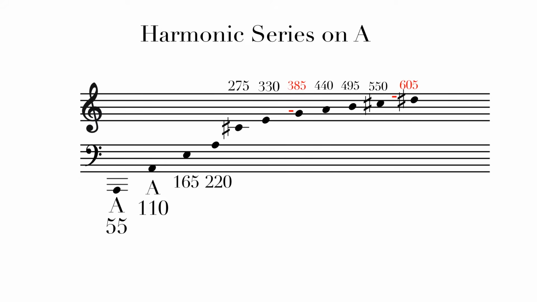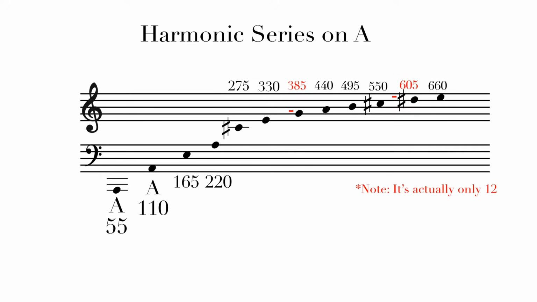So the second partial will be 55 from the fundamental frequency plus 55 to give us 110 Hz, which gives us the A an octave above, because the octave is a 2-to-1 ratio. From there we can keep adding 55 Hz to the previous partial to get the rest of the notes in the series. In theory, this series goes on into infinity. I'm going to stop at 16.